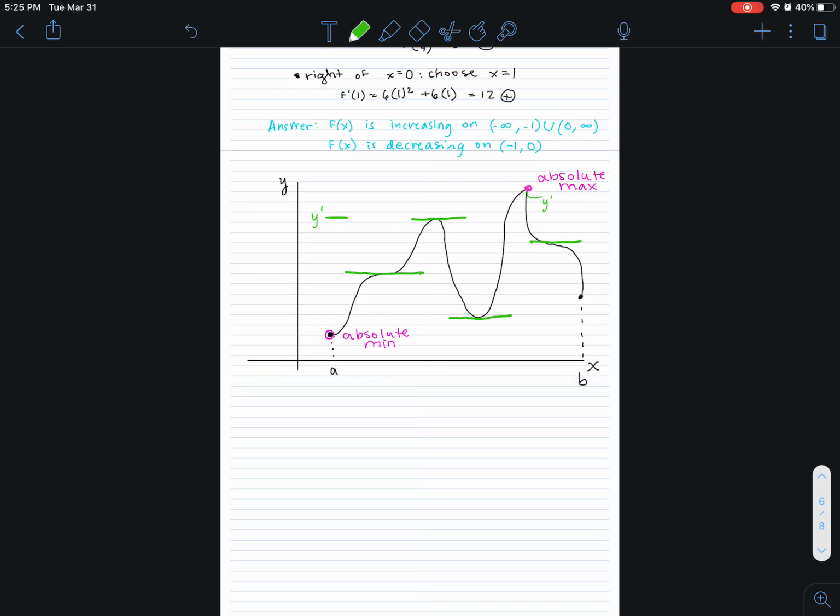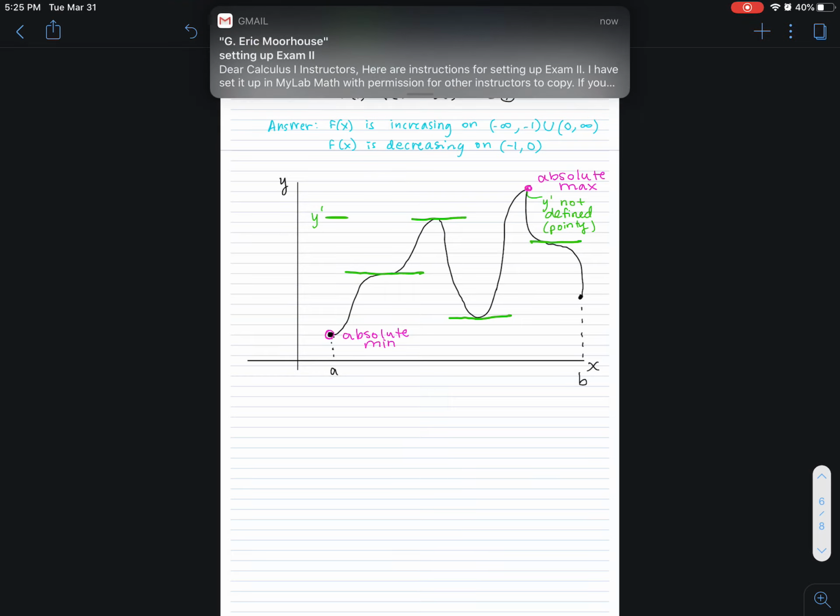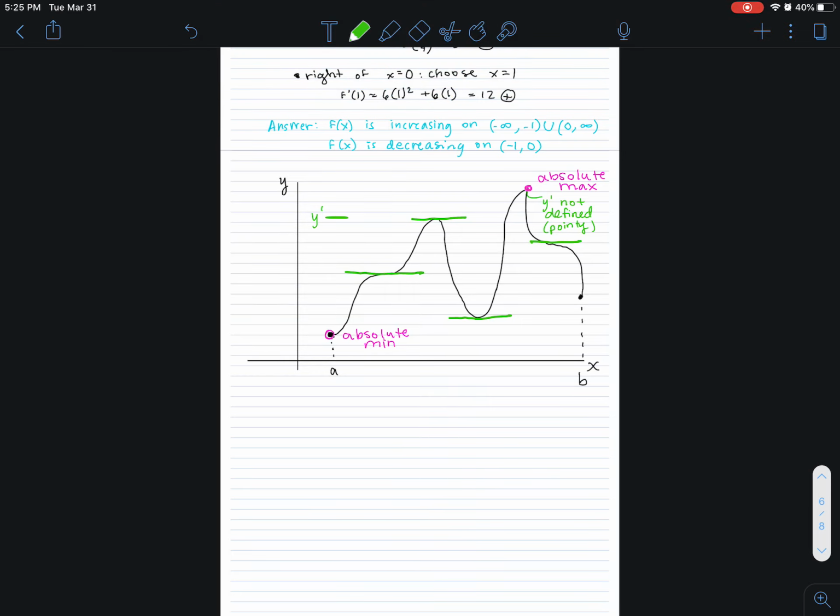So right there, y prime is not defined because it's pointy, I guess, is the non-technical way you could say that. All right, so let's just say what's happening here. We have a local maximum here, just like we talked about yesterday, a local minimum here. But I want you guys to focus on what's happening at these 2 points. Oh, you guys already know that this is an absolute maximum, so that's fine. Sorry, what's happening at this point and this point.